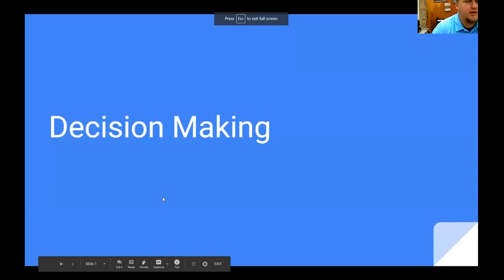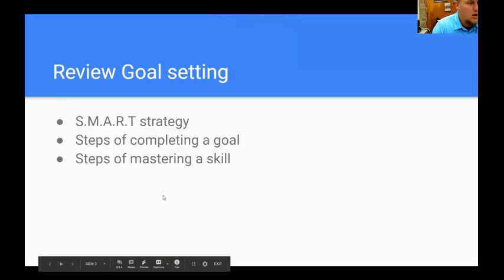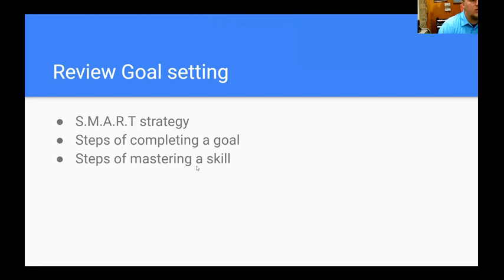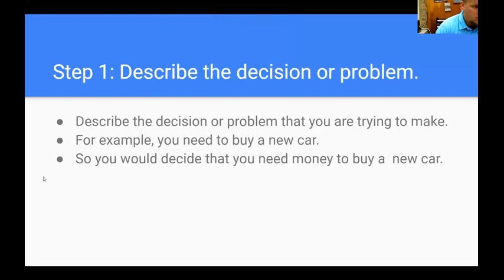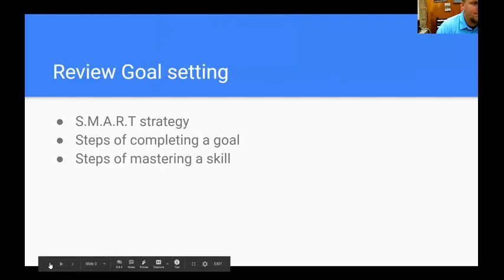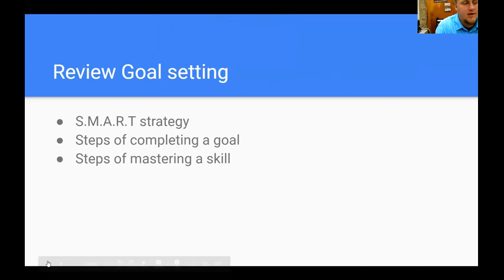So decision making. All right, so what we're going to talk about, we're going to review what goal setting is. So, the SMART strategy. Once again, the SMART strategy is specific. So make sure your goal is specific, measurable, make sure you're able to measure it and see how that's going and see how you're improving or how you're unimproving and what you need to do to change to make your goal more efficient and better.